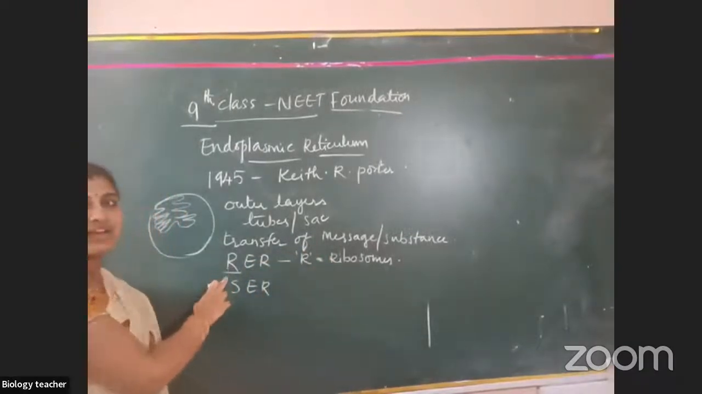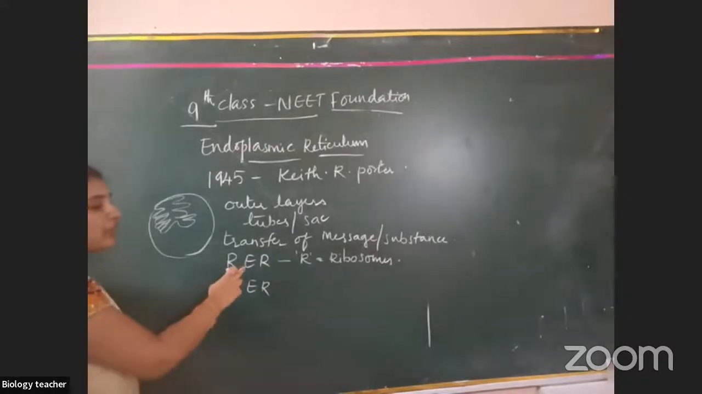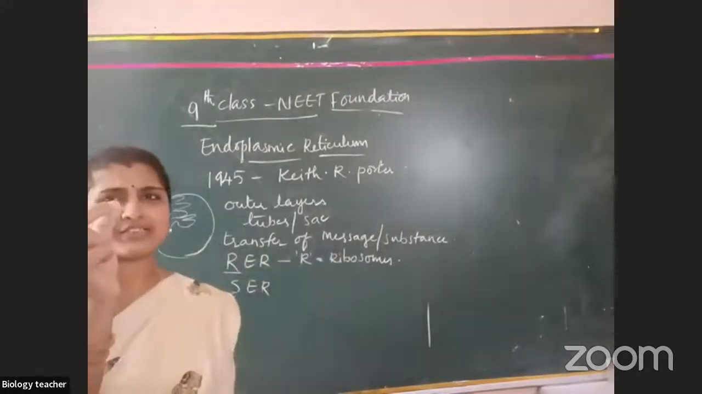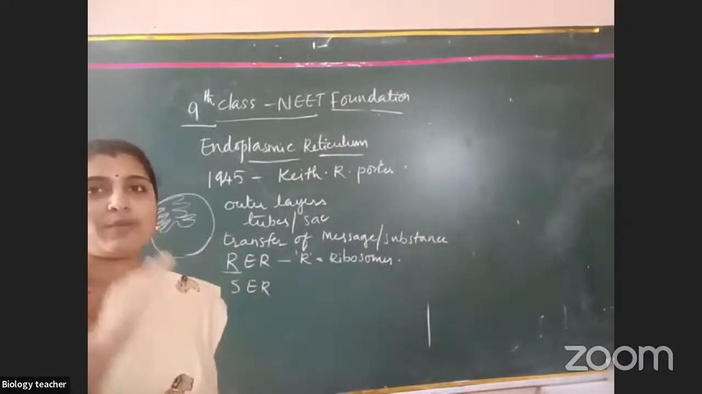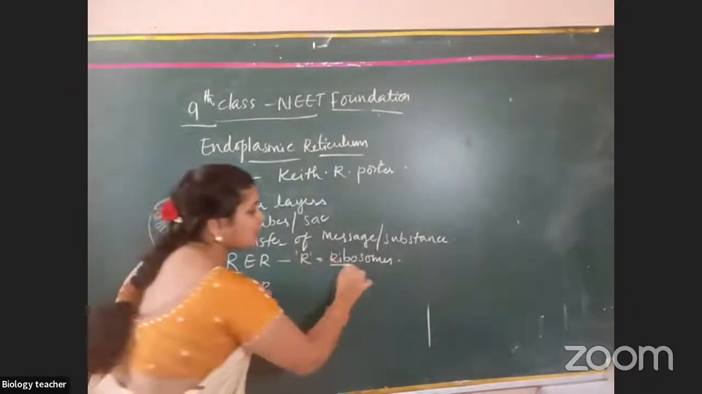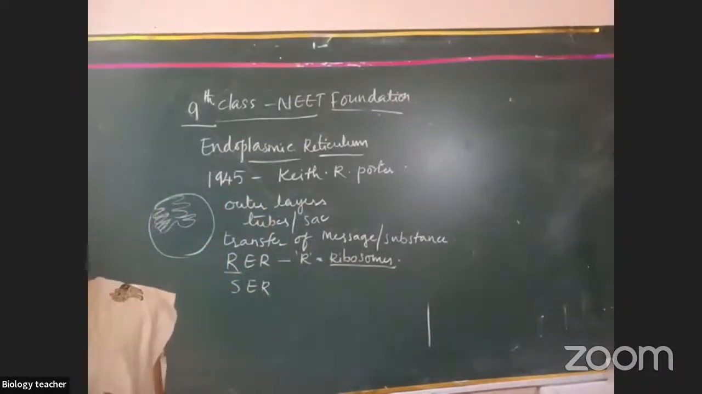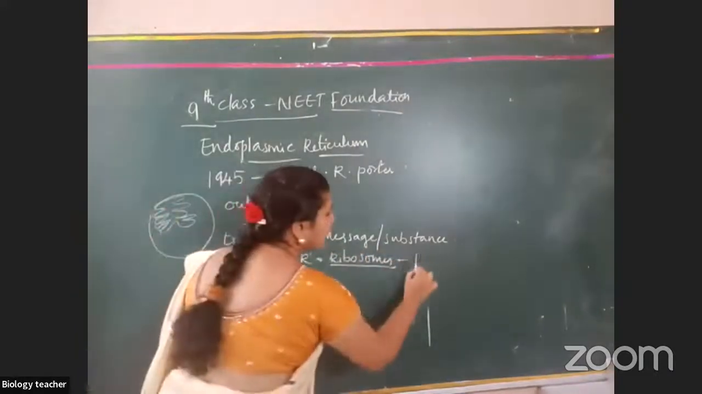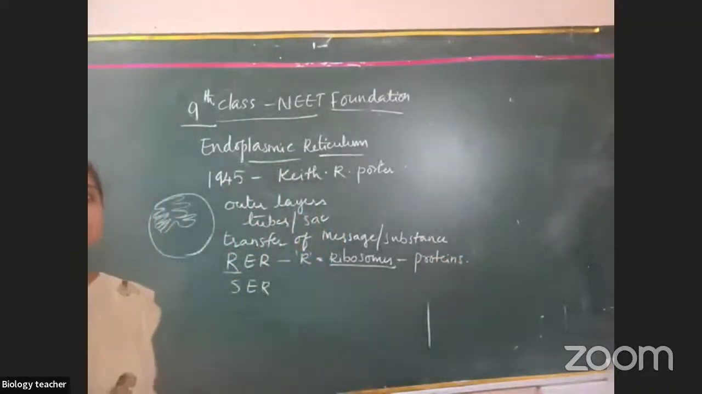R stands for rough, and rough endoplasmic reticulum has very small round-like structures on the surface of the endoplasmic reticulum. What are those structures? Ribosomes. So then that ER is known as RER. What is the main function? They synthesize proteins.